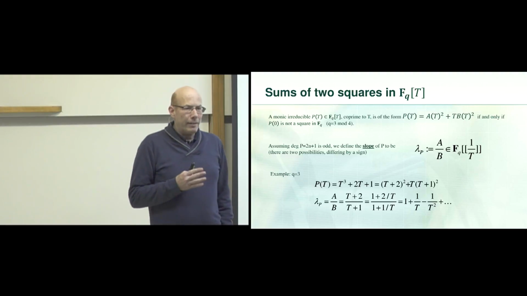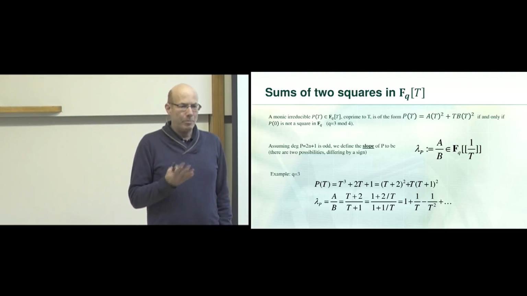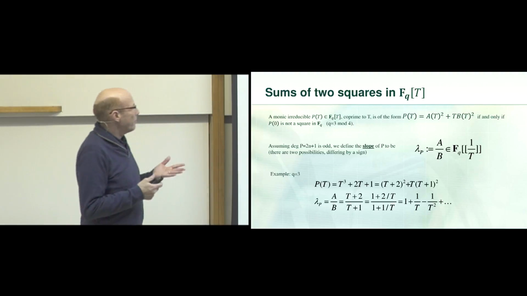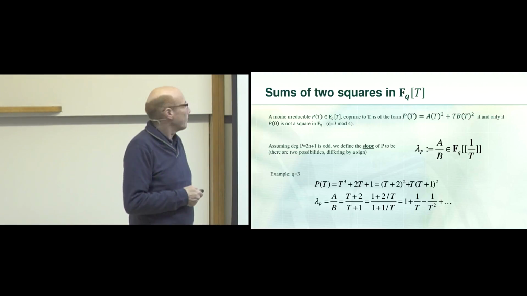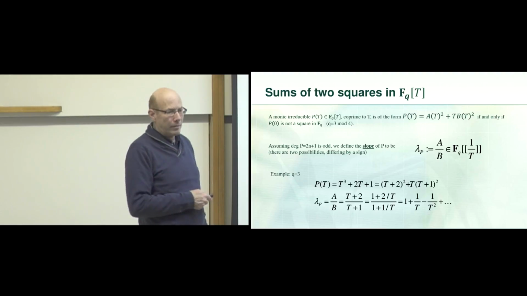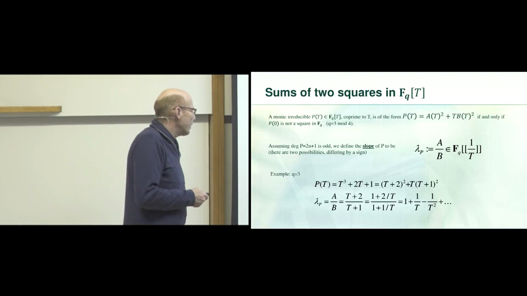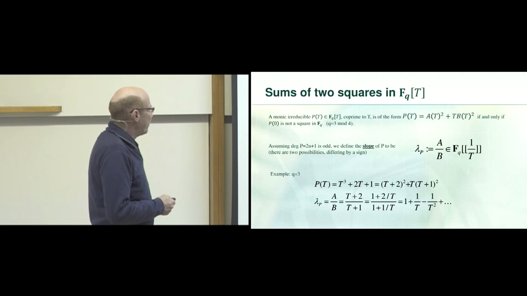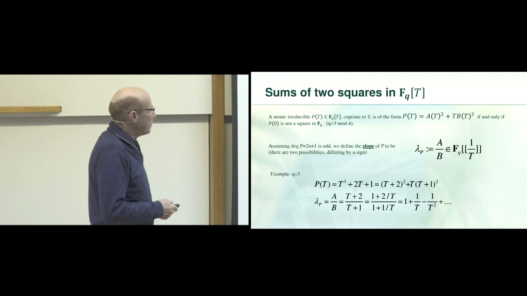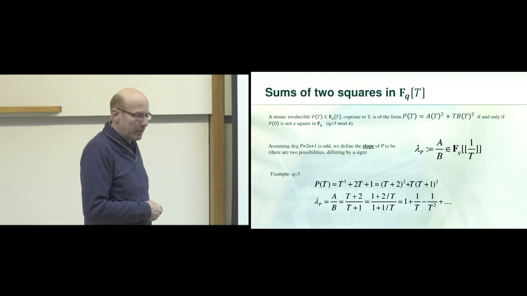Now I want to discuss the analog of the angle of such a prime. I can't plot these points in the plane, but I can look at the ratio of A over B. And that I'll call the slope. I'll just think of it as a Laurent series in 1 over t. So for instance, working over the field of 3 elements, take this cubic polynomial, which happens to be irreducible, hopefully. And it is expressible as a square plus t times another square, in this way.